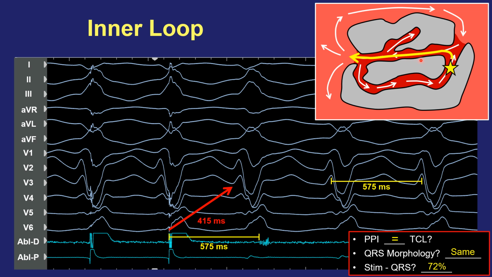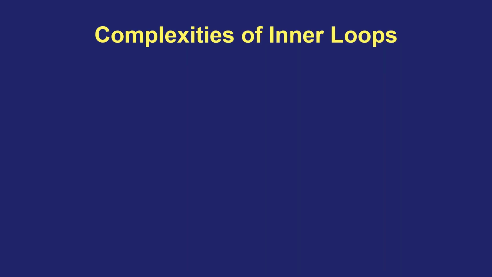So it gets tricky when you get to inner loops, because first of all, it might be, well, I'll review that in the next slide. But if you have this set of criteria with a really long stim-QRS, you're less likely to terminate. Why is that? Because it may be that you're terminating one of two loops, one of two components of the VT circuit, which could be a figure of 8, right? So inner loops can be really complicated.